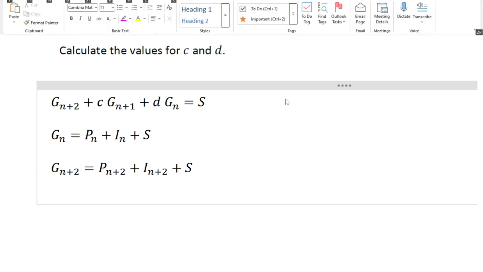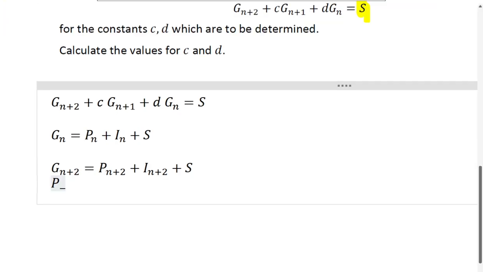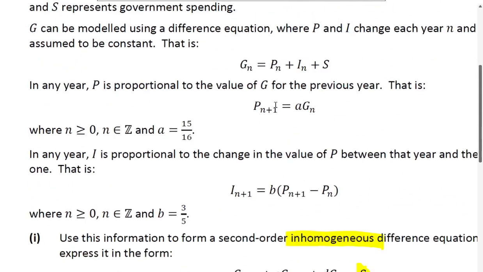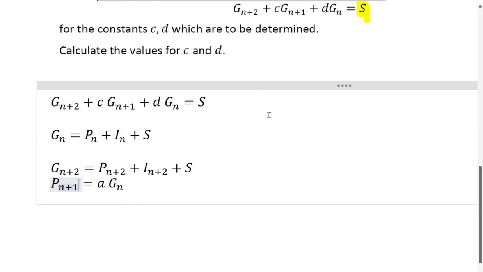So P of n plus 2 is A by G, and then what's the subscript? What we started with is that P n plus 1 is A g n. But we know we want n plus 2, so the n plus 2 is 1 more. So that n has to become 1 more. And then what's the I?